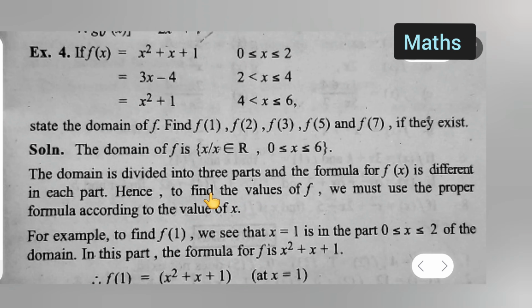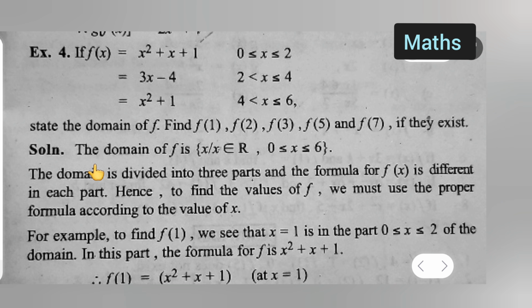Today's question is taken from class 12 mathematics. If f of x is equal to x square plus x plus 1, 3x minus 4, and x square plus 1 are the functions given to you all. For the first condition, x lies between 0 and 2. Second condition, x lies between 2 and 4, and the third condition, x lies between 4 and 6. So state the domain of f, and find f of 1, f of 2, f of 3, f of 5 and f of 7 if they exist.